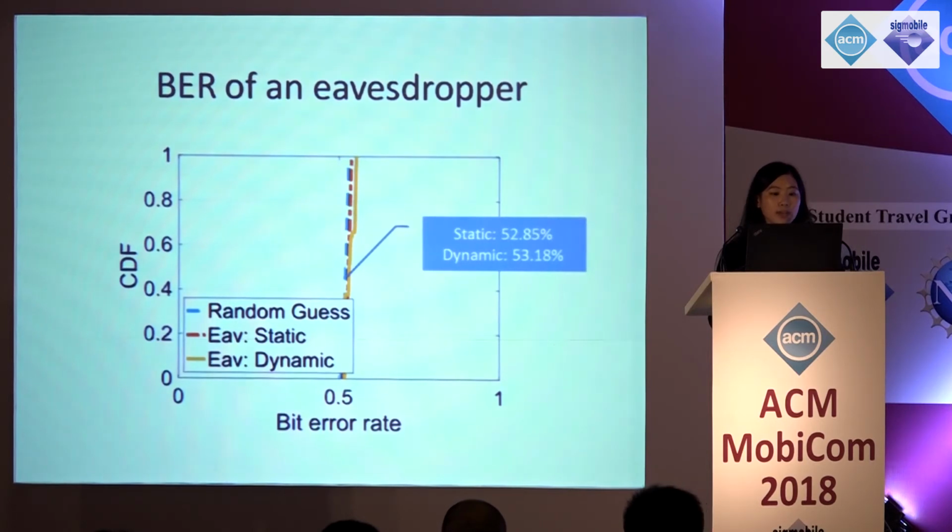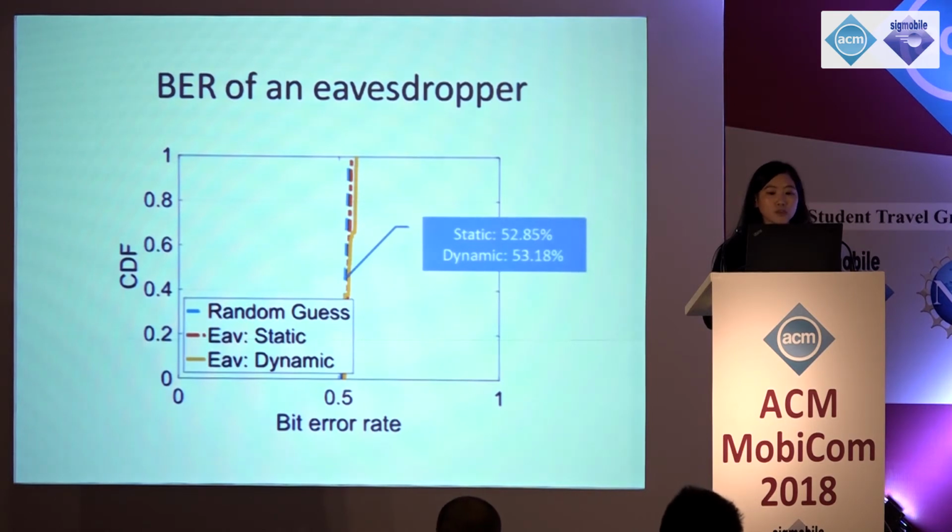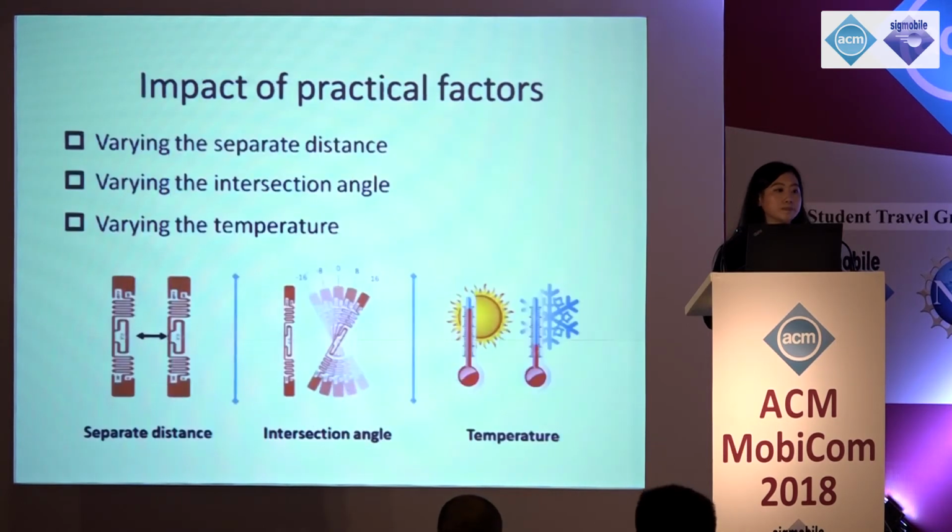We also evaluate the bit error rate of the eavesdropper after signal randomization. As shown in the figure, the CDF of the bit error rate for the eavesdropper in static and dynamic cases are extremely close to 50%, which is very similar to that of random guess. In other words, HuFu provides almost no information of the bits of the tag replied.